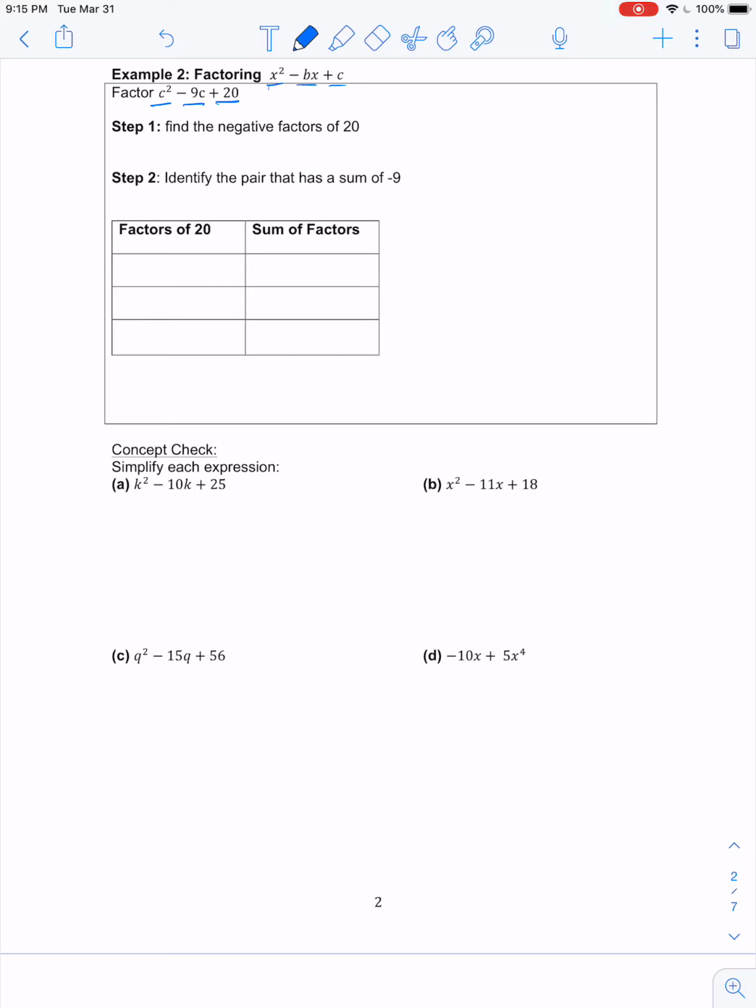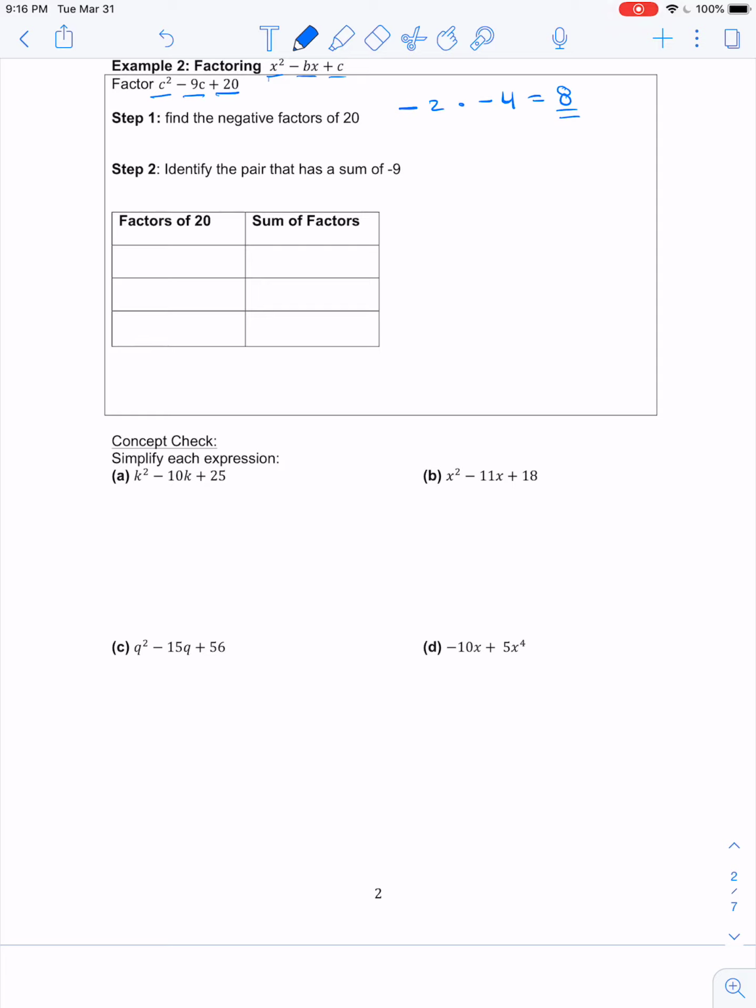Now first, let's find the negative factors of 20. Why are we doing that, and what do we mean by negative factors? Well, remember that a negative number, let's say negative 2 times negative 4 equals what? Positive 8. A negative times a negative is a positive number, right? So we want to find the negative factors of 20. Let's just put a negative sign in front of that.